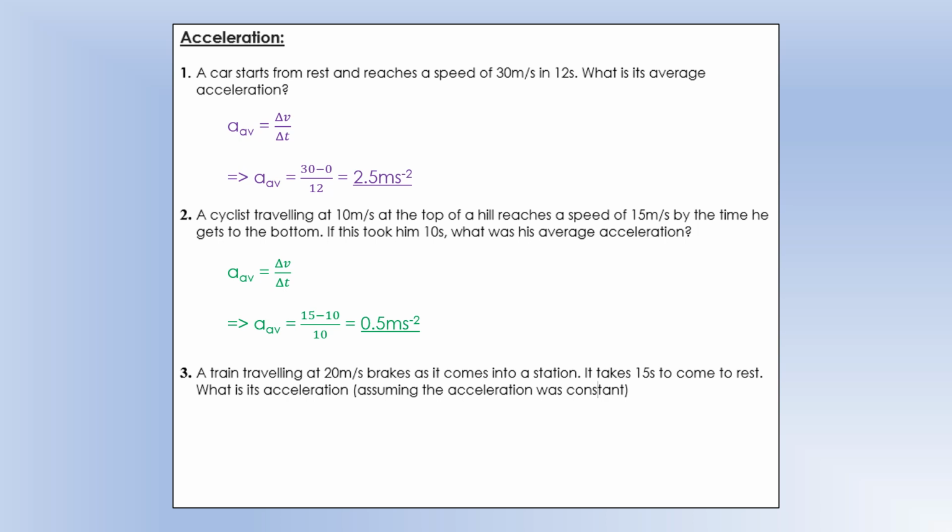A train is travelling at 50 meters per second. It brakes as it comes into a station. It takes 15 minutes to come to a rest. What is its acceleration, assuming the acceleration is constant?